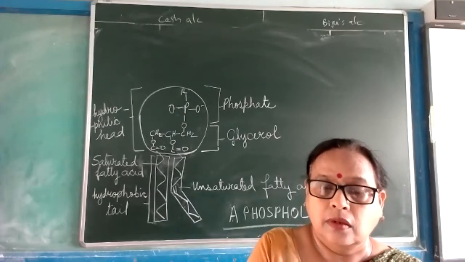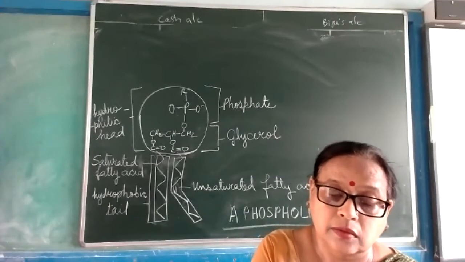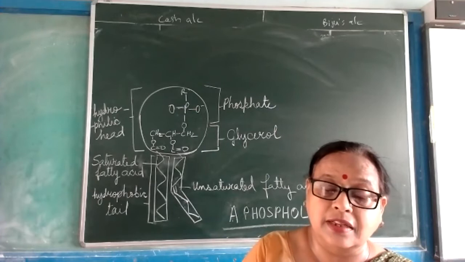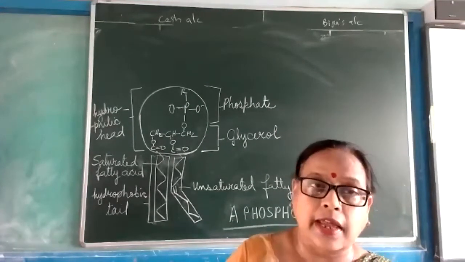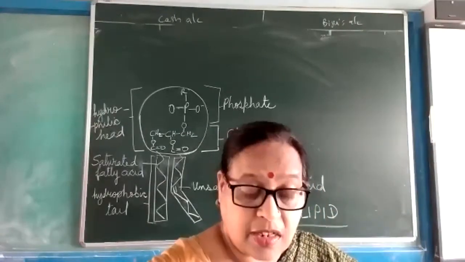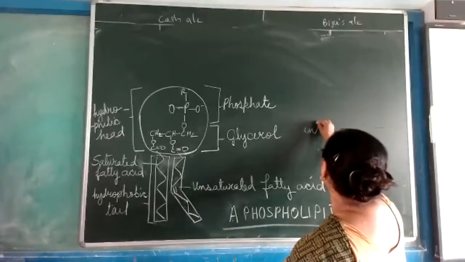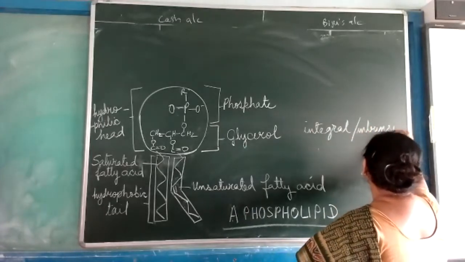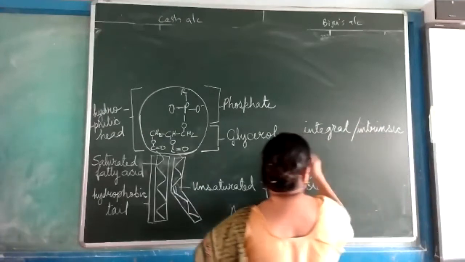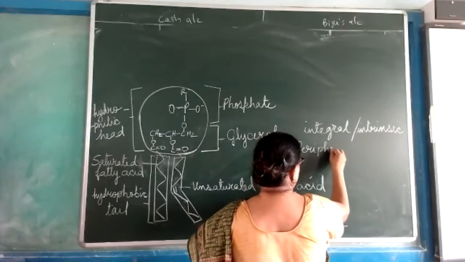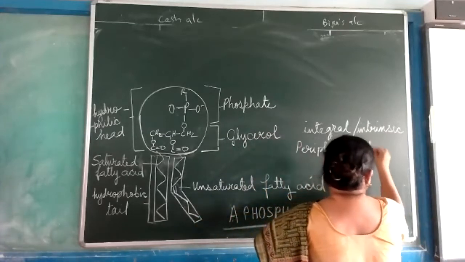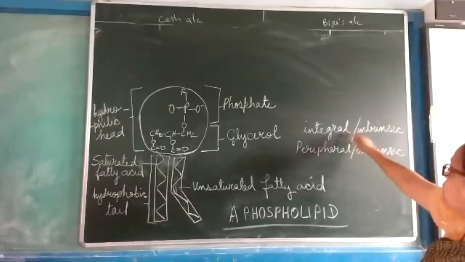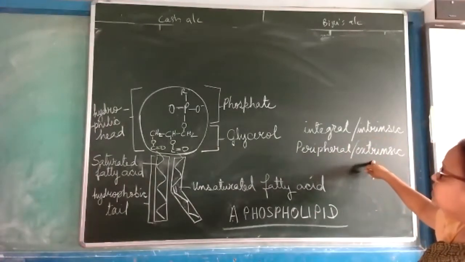Next point. Two types of proteins are there, integral or intrinsic, and peripheral or extrinsic.